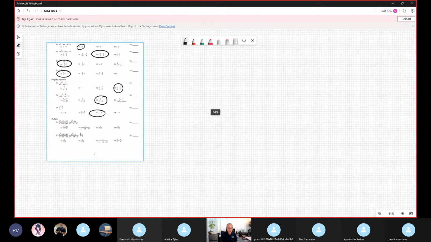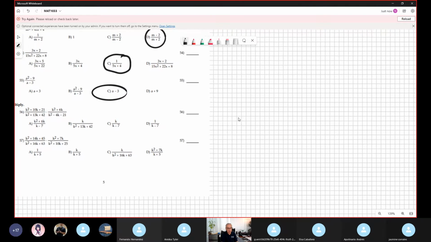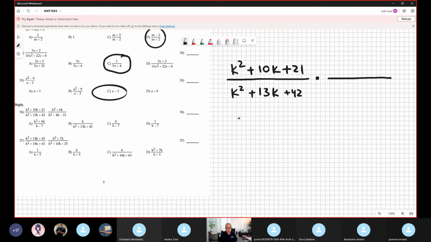Now I want to complicate your life a little bit, because in this example we have not only one fraction, we have two fractions separated by multiplication or division. In this case, multiplication. The first is k squared plus 10k plus 21 divided by k squared plus 13k plus 42. Multiplication, the second fraction is k squared plus 6k over k squared minus 4k minus 21.